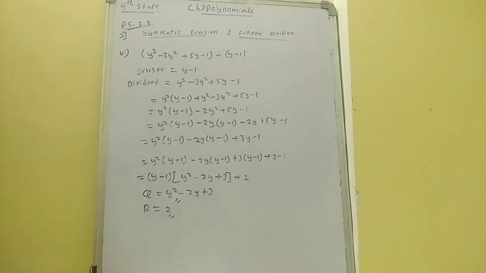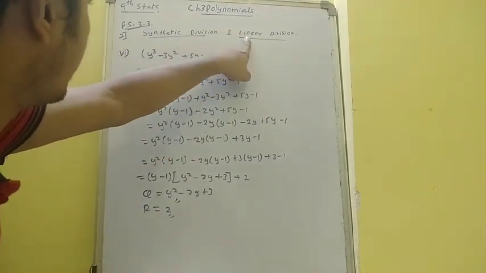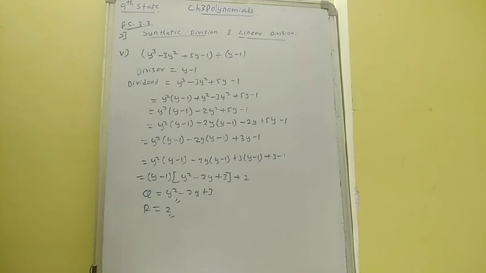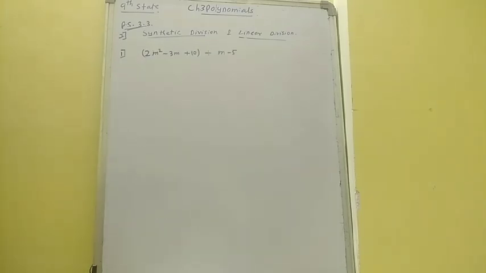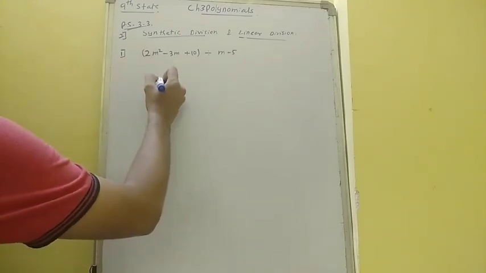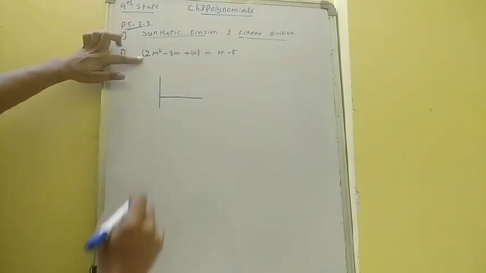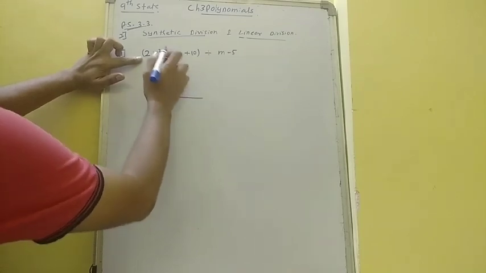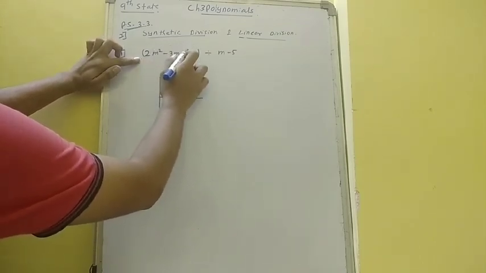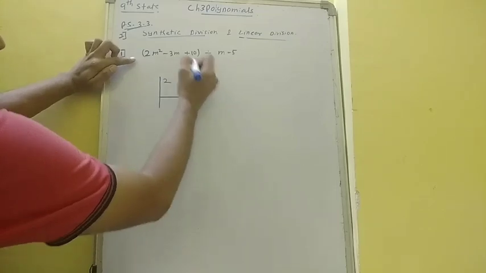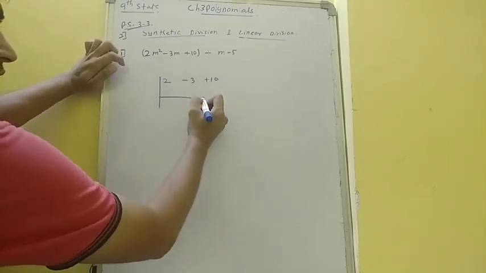Okay, so we have completed all the sums of practice set 3.3 by linear division. Now we will do it by synthetic division. Okay, so we'll again start with the very first sum. To start this sum, first you need to draw like this. And write this polynomial in the coefficient form. So coefficient form is 2, then for x square it is minus 3, and plus 10 as it is. Okay, write like this.